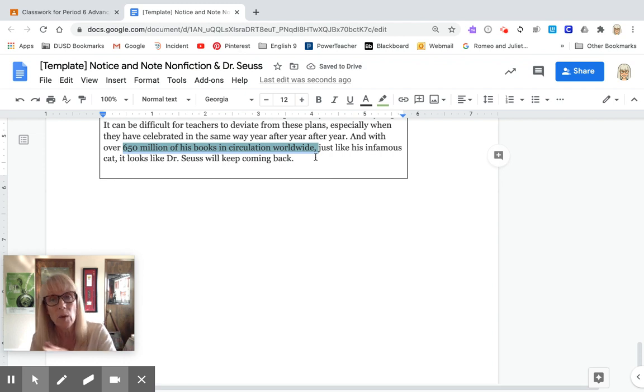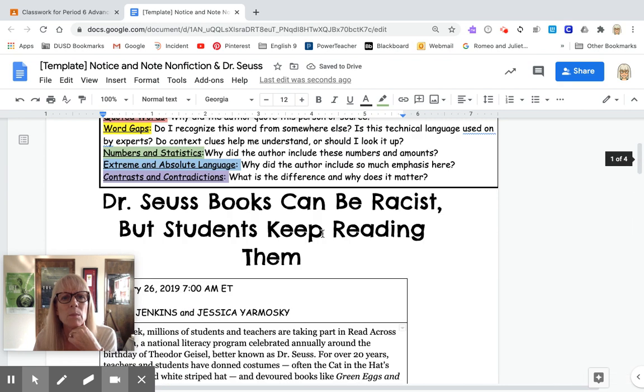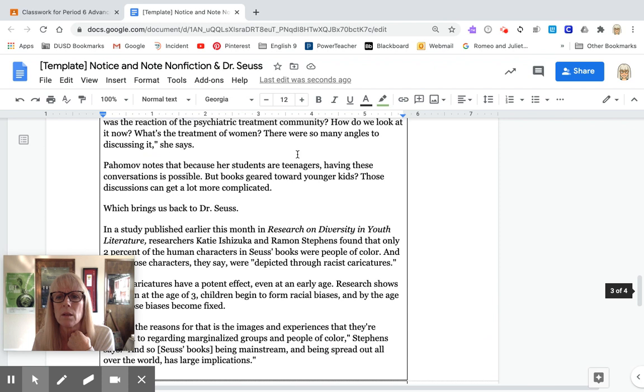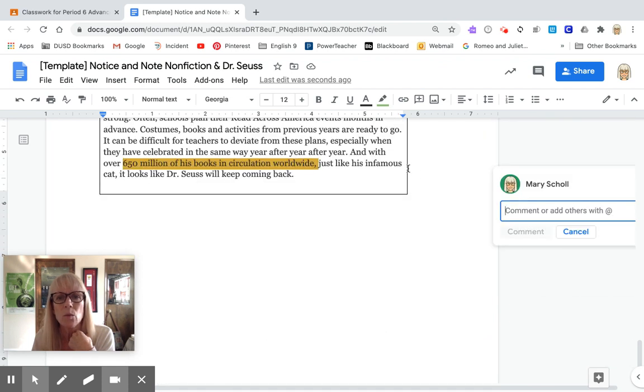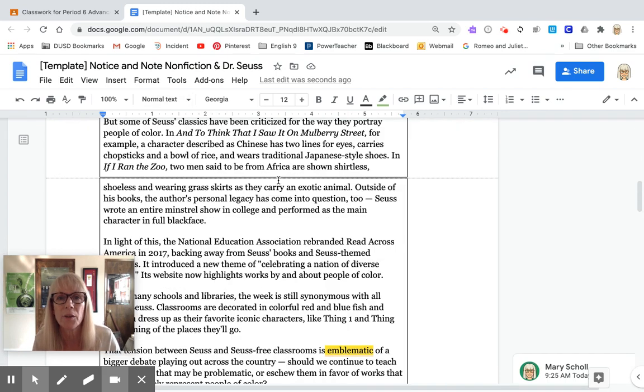And again, so I notice the signpost. Now I make a note about it. And what was the question I'm supposed to answer on numbers and stats? Why did the author include these numbers and amounts? So again, I have to go back and read. What did I highlight? 650 million of his books. So, gosh, I can't remember the question. So the question is, why did the author include this?